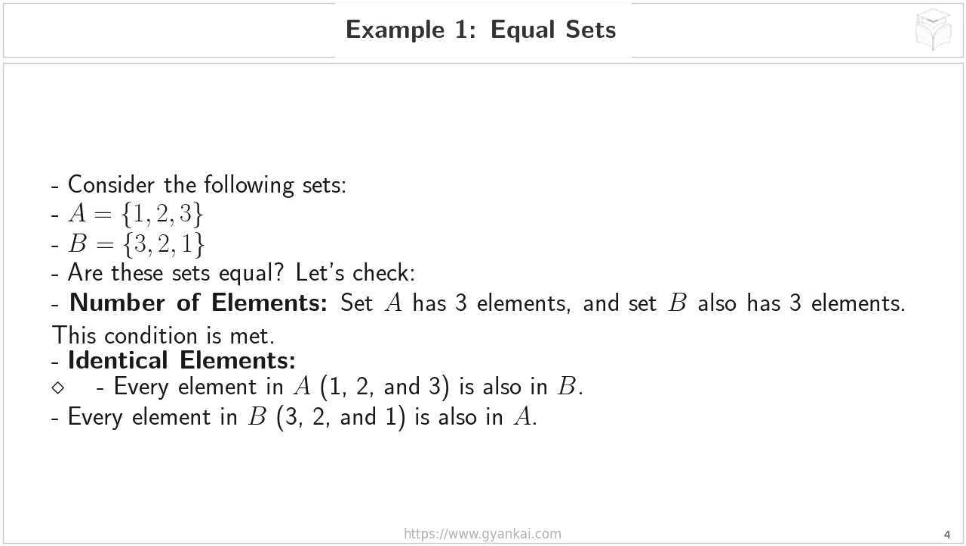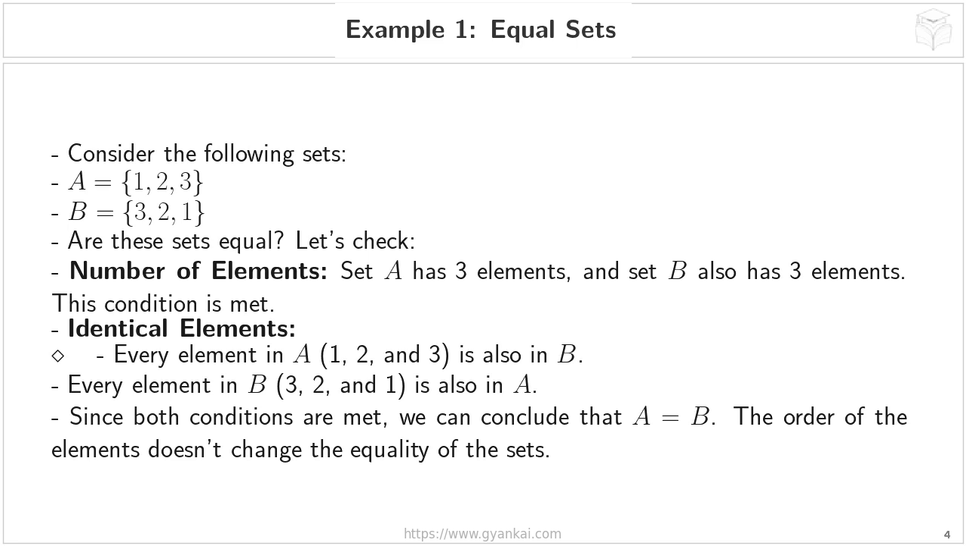Let's check set B. Is 3 in A? Yes. Is 2 in A? Yes. And is 1 in A? Yes. Since all the elements of A are in B, and all the elements of B are in A, we've satisfied the second condition. Therefore, because both conditions, the same number of elements and identical elements, are met, we can confidently conclude that set A is equal to set B.